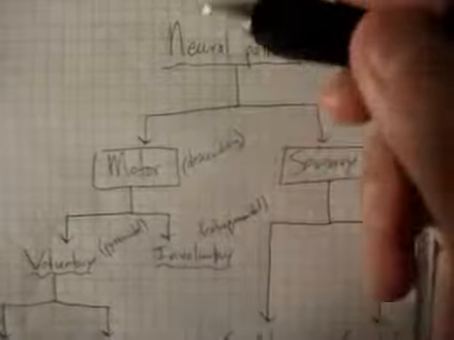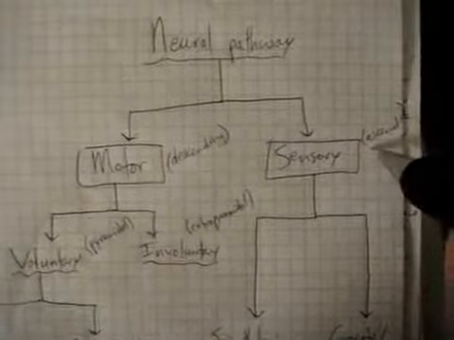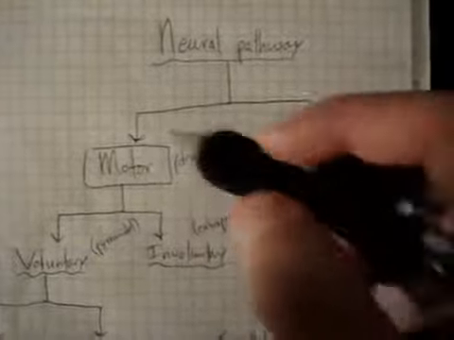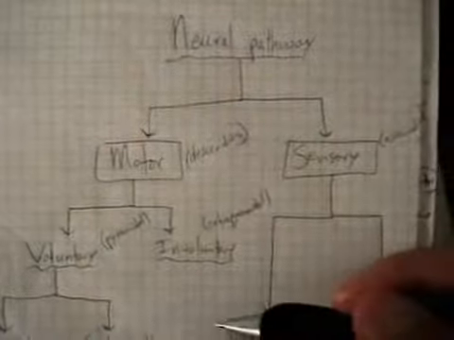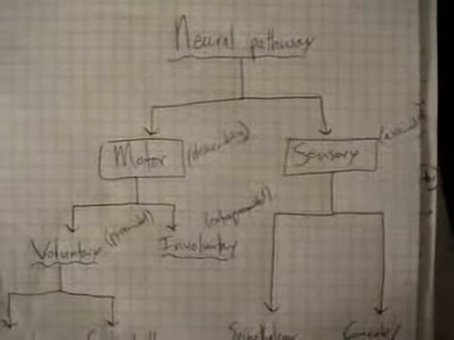Those that are coming to the brain, so from the body to the brain, those are called sensory. They're also known as ascending because they're ascending to the brain. And motor, also known as descending. These are information that go from the brain to the spinal cord and the rest of the body. So motor and sensory, or descending and ascending.